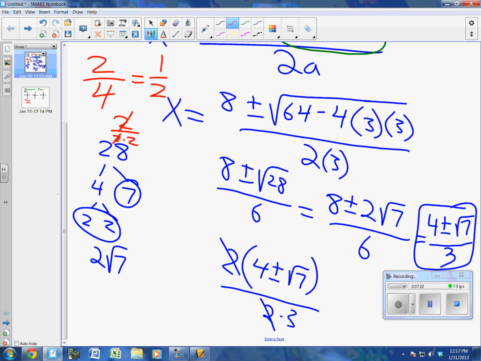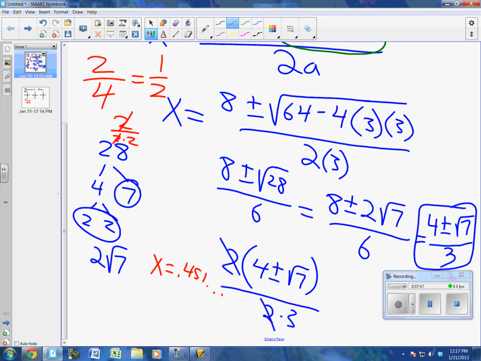Now, this is what I want you guys to do. Everybody type in your calculator 4 plus the square root of 7. Hit enter. And then hit divided by 3 and hit enter. What do you get? 0.451, right?